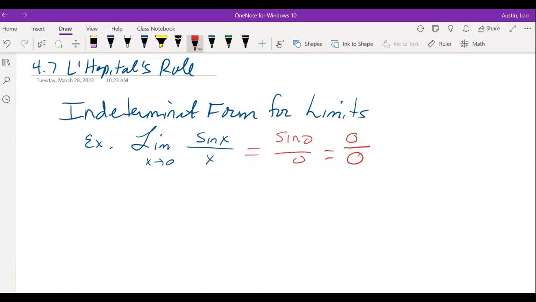Another indeterminate form might be something like this.